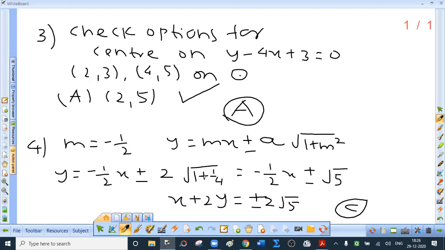Simplify. In fact, at this stage only, when you see root 5, you should conclude that C is the option. Why? Because either B or C is the correct option. But in B, it is root 3 and we have got root 5. So no need to simplify further. You can conclude that C is the correct option.